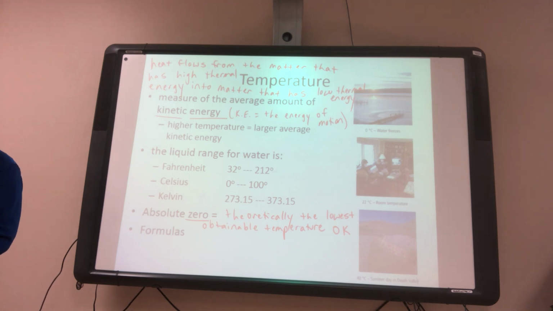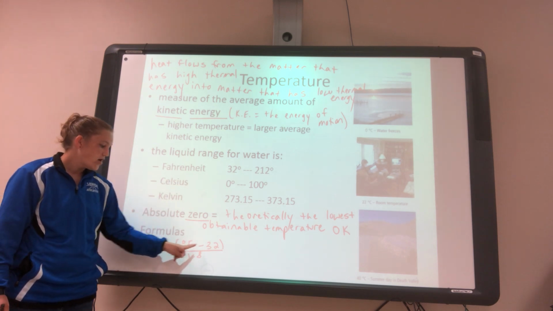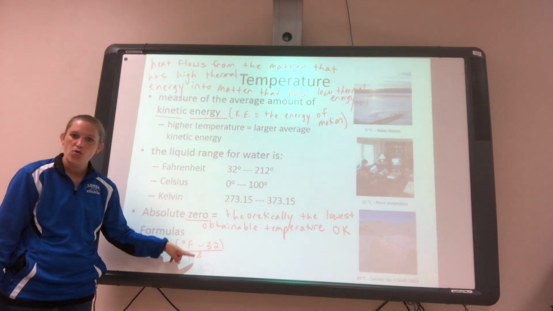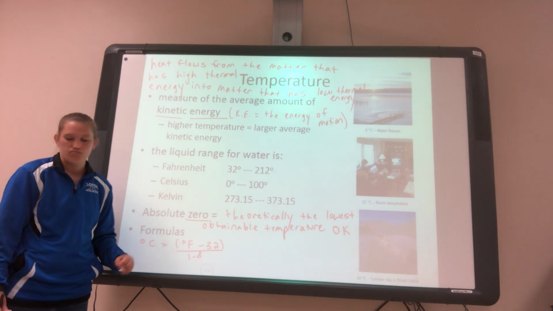So if I have Fahrenheit and I want to go to Celsius, I'm trying to find degrees Celsius, then it is going to be my degrees Fahrenheit minus 32 divided by 1.8. So degrees Celsius, if I have the Fahrenheit, minus 32 divided by 1.8. Now you might have seen 9/5 before. In some of your formulas, 9/5 is just 1.8.